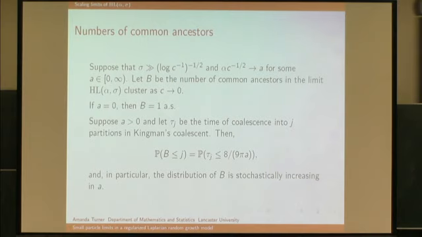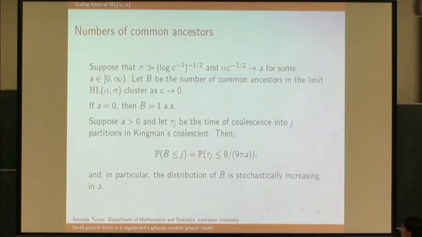Okay, so if we let capital B be the number of common ancestors in the limit as the particle size tends to 0, what can happen? Well, if a is equal to 0, we just get one common ancestor almost surely. So we're in the HL0 case. If a is strictly greater than 0, if we let tau j be the time of coalescence into j partitions of Kingman's coalescent, then we can write down the probability distribution of the number of common ancestors in terms of the probability distribution of this time tau j from Kingman's coalescent, and this value a.